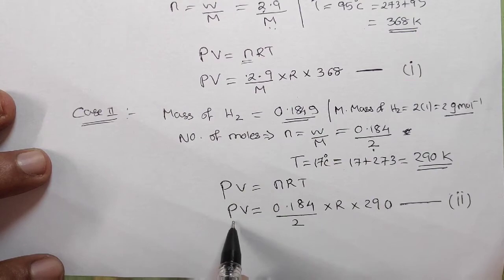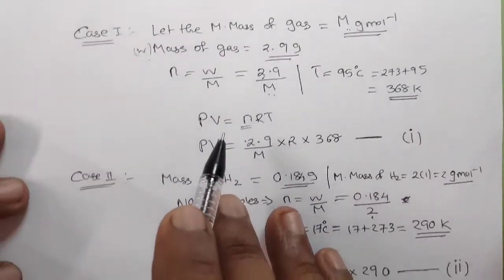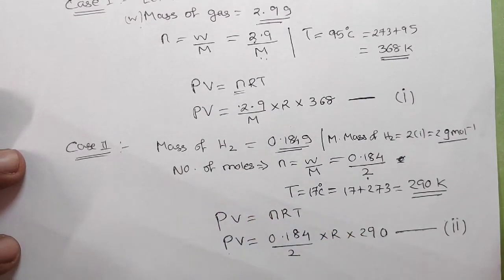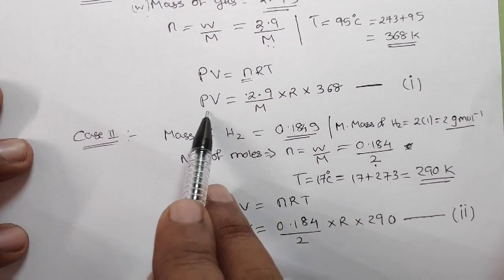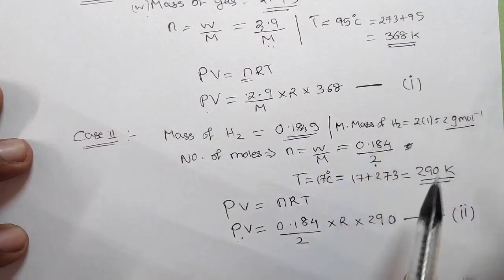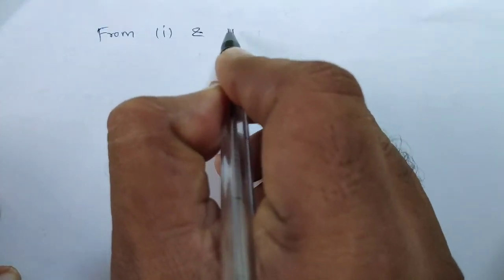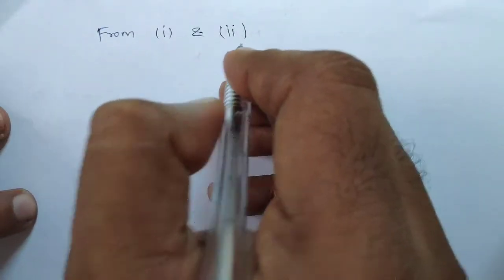Now if you see here, same volume and pressure was given, right? So in both of the cases I have taken PV, here also PV. No, I have not substituted anything. It is the same, right? So equation 1 and 2, now we will correlate this. From equation 1 and equation 2, we can correlate this.